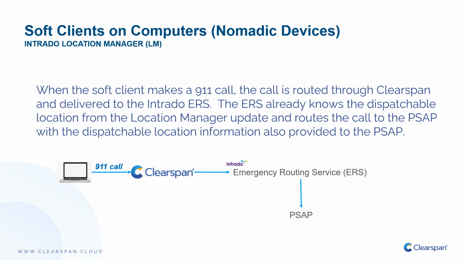When the soft client makes a 911 call, the call is routed through Clearspan and delivered to the Intrado ERS. The ERS already knows the dispatchable location from the Location Manager update and routes the call to the appropriate PSAP with the dispatchable location information.